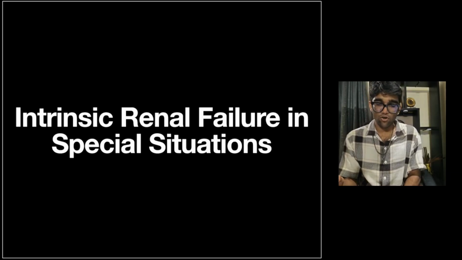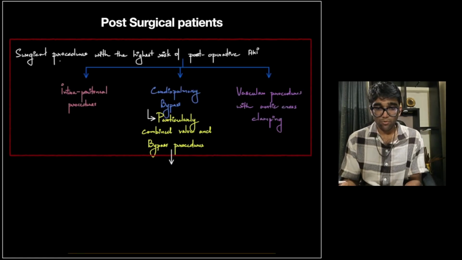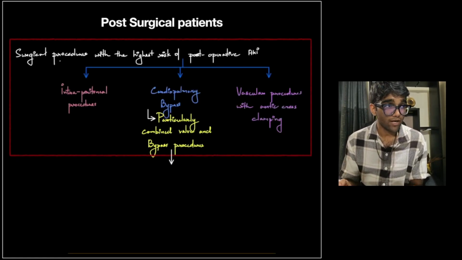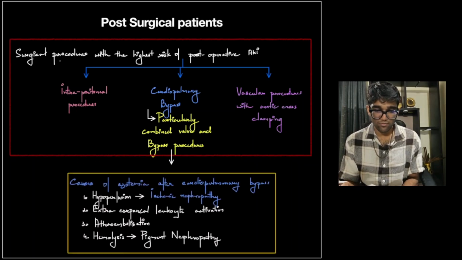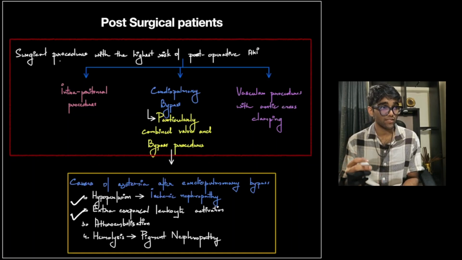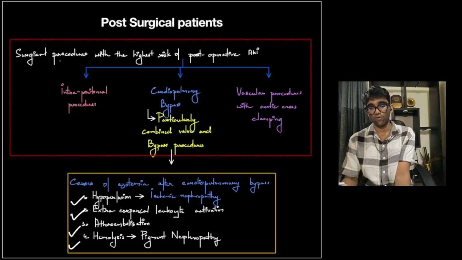Now, intrinsic renal failure also occurs in two specific special situations. One is post-surgical patients. Now, post-surgical patients most likely at risk are those undergoing intraperitoneal procedures, those undergoing cardiopulmonary bypass, and those undergoing vascular procedures with aortic cross clamping. Now, usually the mechanisms are multiple. That is, there is hypoperfusion, there is extracorporeal leukocyte activation when you use a heart-lung machine, there is atheroembolism, and then there is hemolysis resulting in pigment nephropathy.